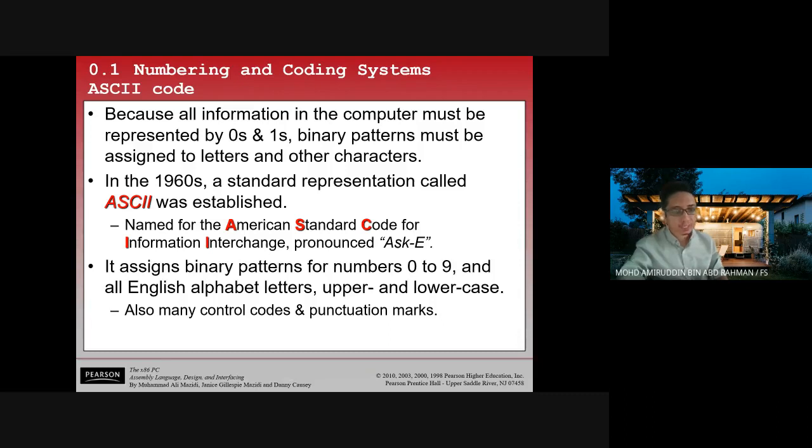All right, so that's what you have on your keyboard right now. That is in the ASCII representation. It would be hard for you if the keyboard were just in terms of binary 0 and 1. So how do you want to convert that? To make it user friendly, that's why ASCII was established. That's why binary patterns must be assigned to letters and other characters.